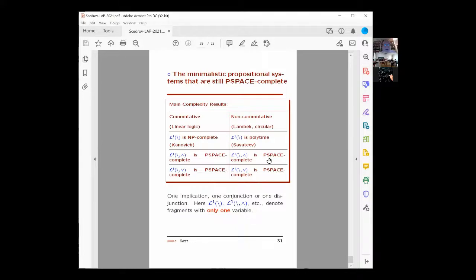An interesting remark here, and maybe I get to talk about this next year or some other year, is that in fact these results hold even if I have only one variable. So the non-commutative case is PSPACE-complete for the miniature fragment of one variable, left division and conjunction.